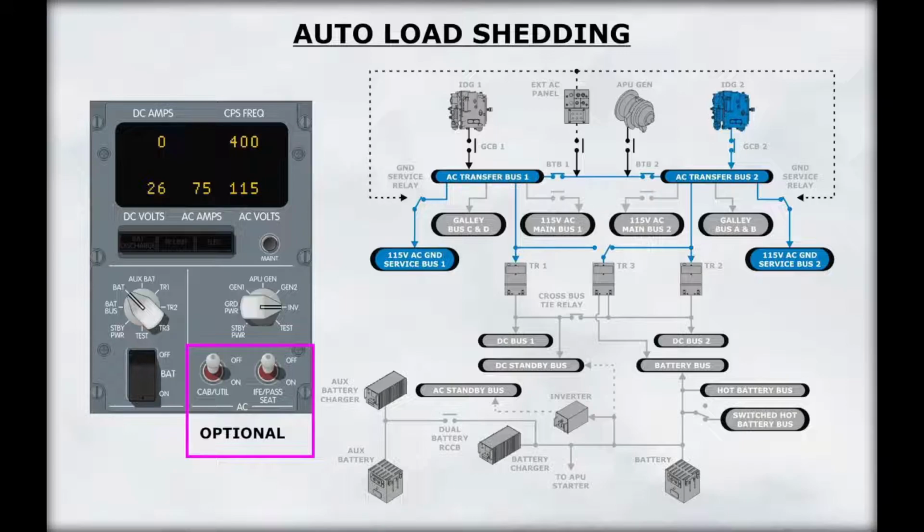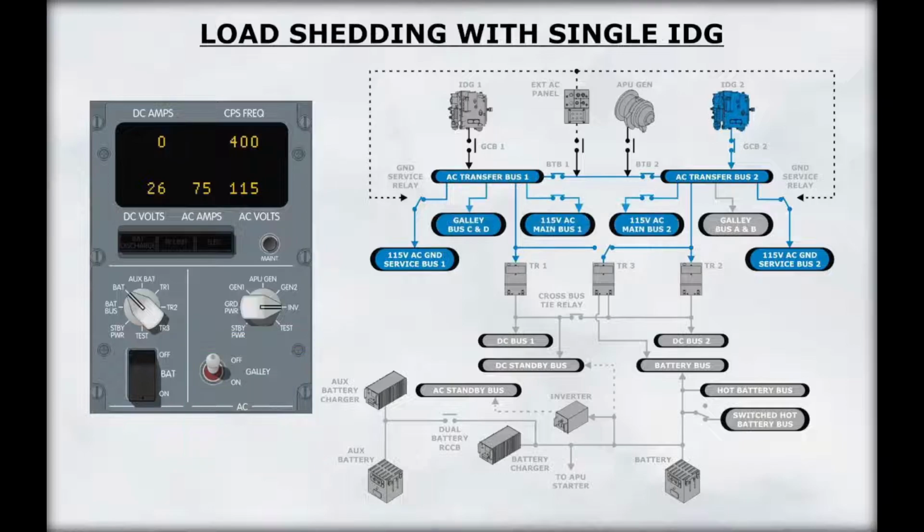The load shedding is handled differently on aircraft equipped with a cabin utility switch and IFE passenger switches. During a single generator operation on aircraft equipped with a galley switch, the system will first shed the galleys on transfer bus 2 when an overload is initially sensed. If the overload situation continues, the system will then shed the galleys on transfer bus 1. Finally, the system will shed main bus 1 and 2 if the overload situation persists.